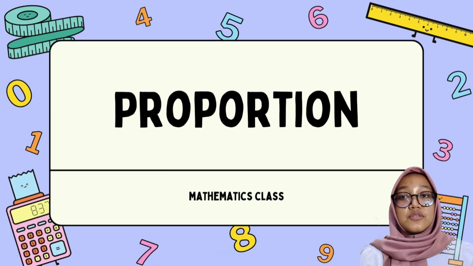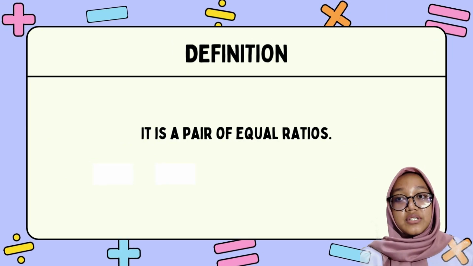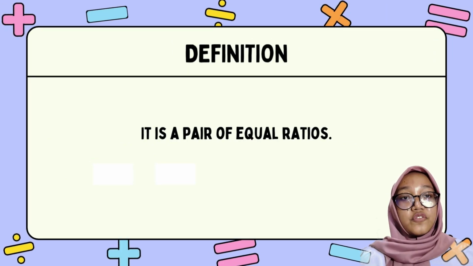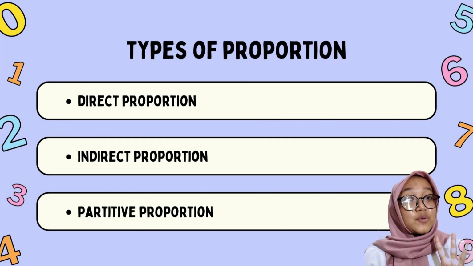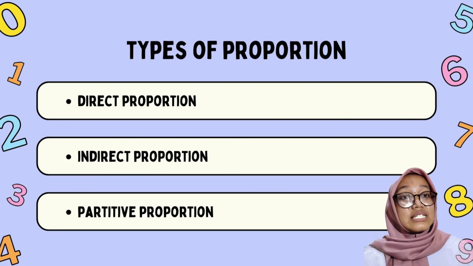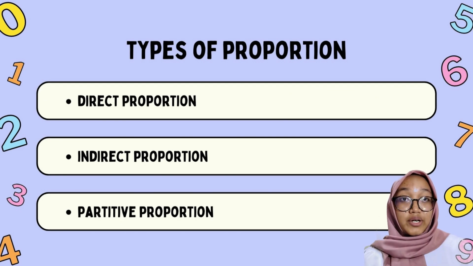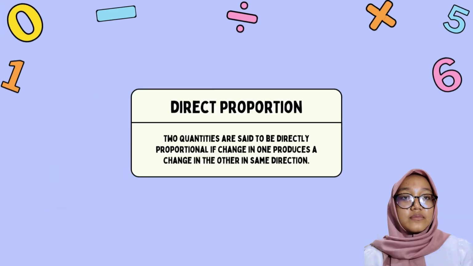And then next is proportion. What is proportion? Proportion is a pair of equal ratios. We have 3 types of proportion. The first type is direct proportion, secondly is indirect proportion, and the third is partitive proportion. I will explain one by one.